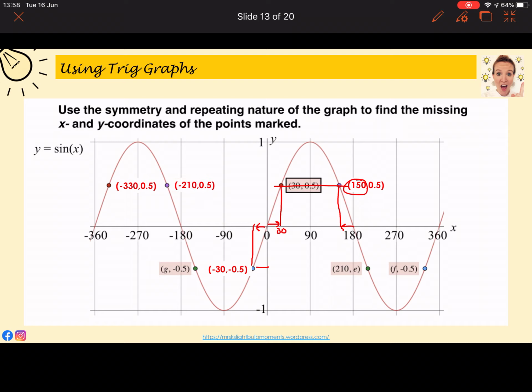Yeah, it's just 0.5 is missing. It's just showing you they're all on that same height. And we knew that because 210 is 30 degrees out from 180. E is down the middle at the bottom. What value are you missing there?